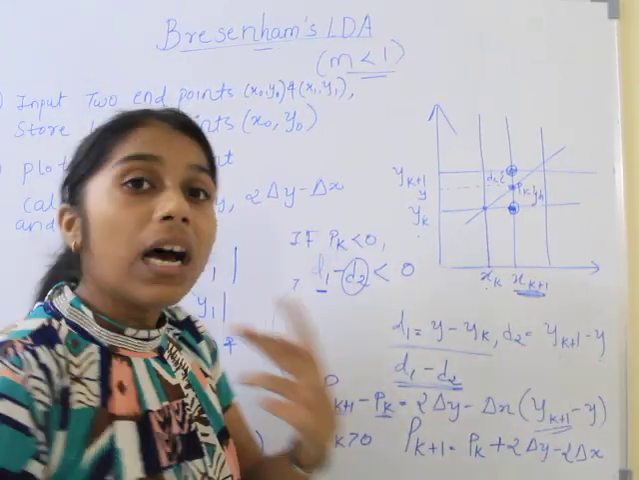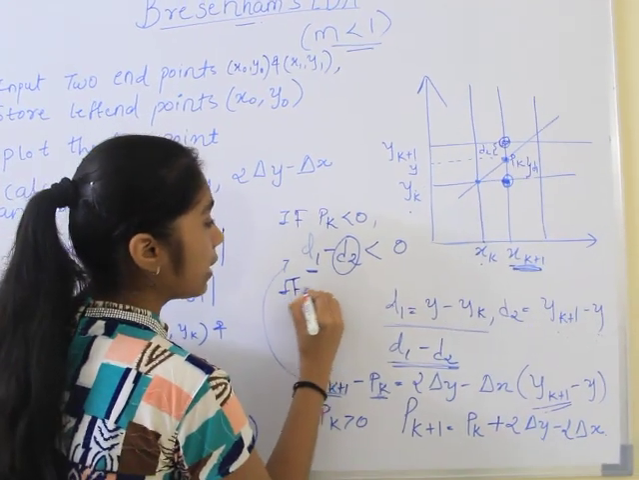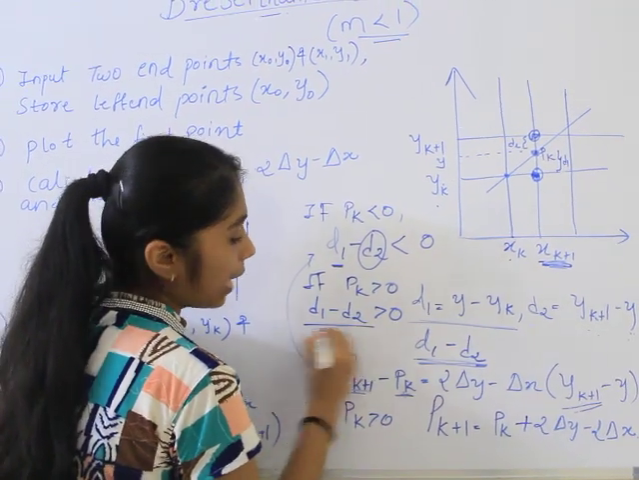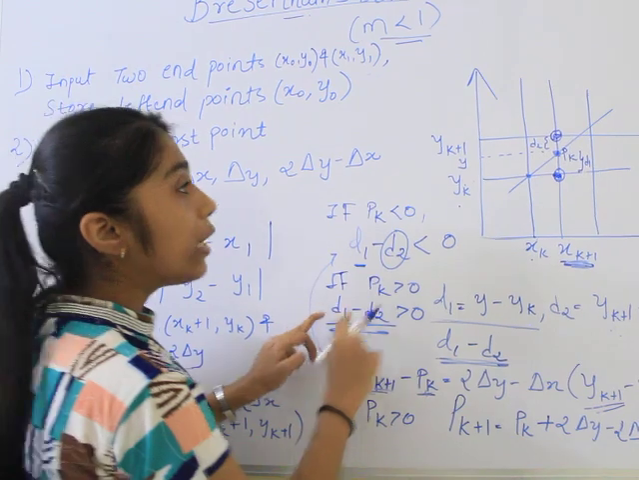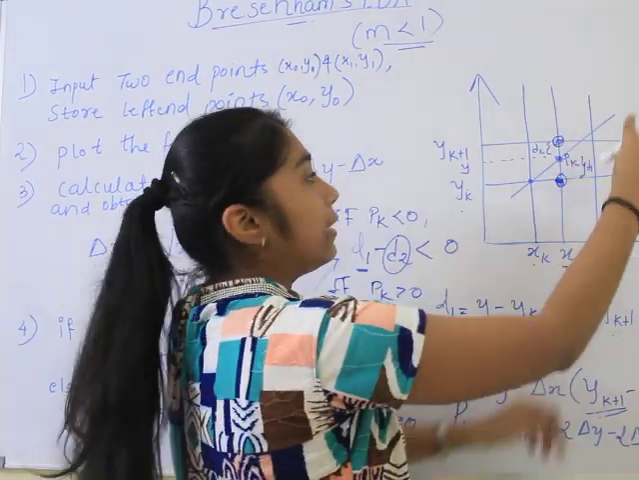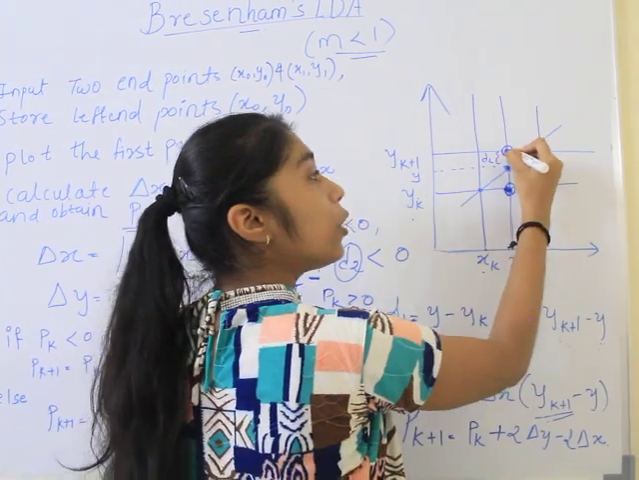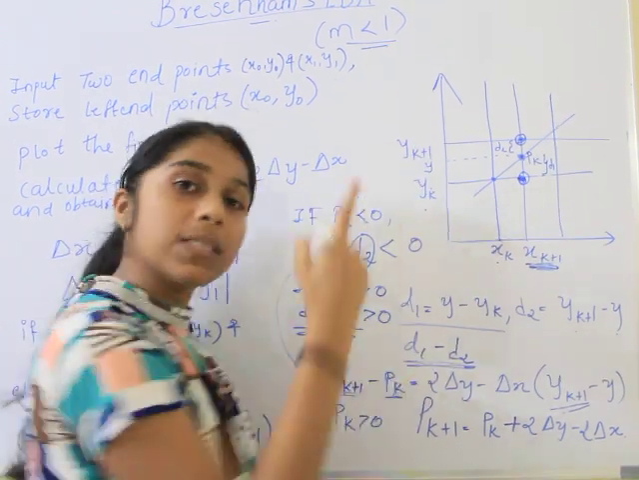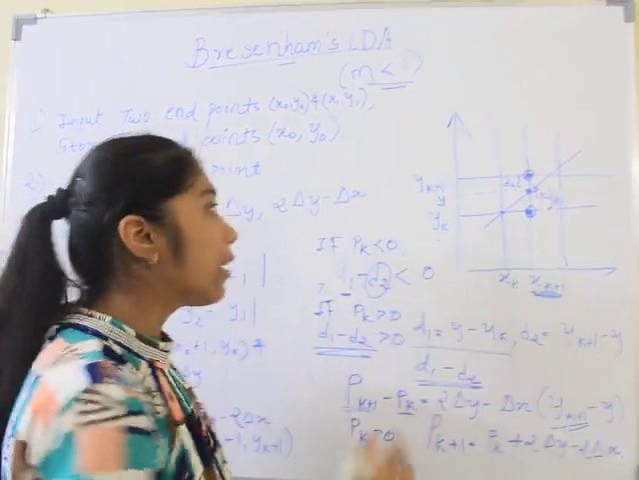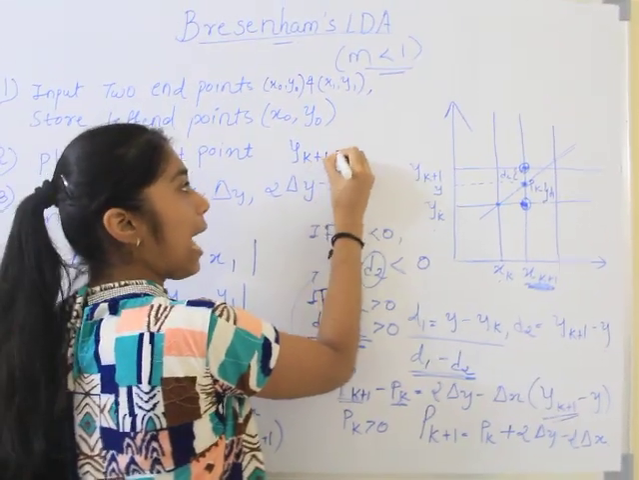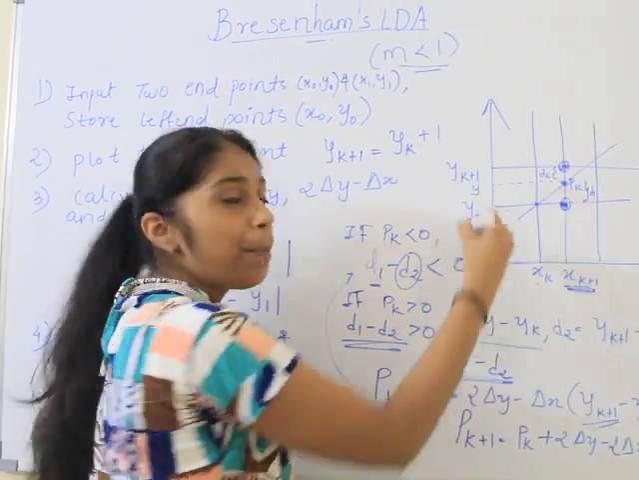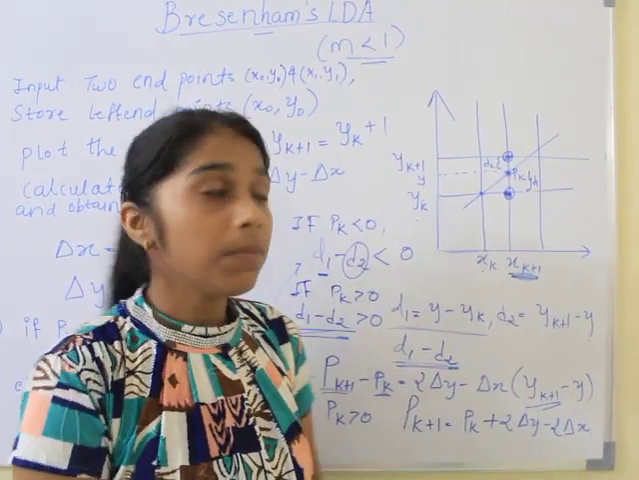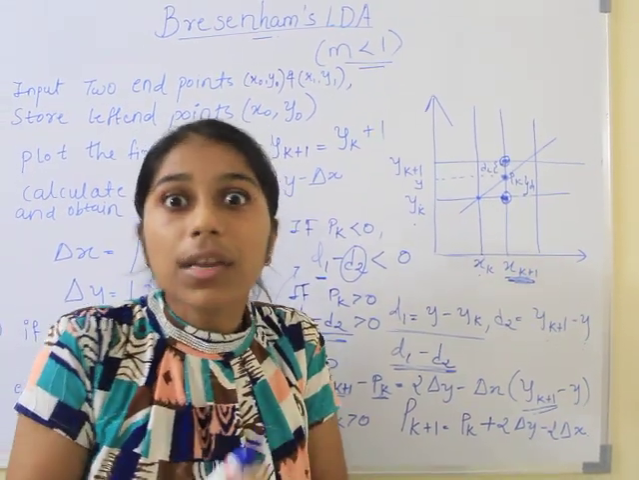And consider the other case. If pk is greater than 0, that means d1 minus d2 is greater than 0. That means you are going to get a positive value. So d1 would be greater than d2. That means this point would be nearer to this pixel. So what should be the next y value? The next y value should be yk plus 1. Note that we can write yk plus 1 as yk plus 1 because the gap is only 1 unit. So this was the main concept behind Bresenham's line drawing algorithm. It gives us the actual accuracy point.